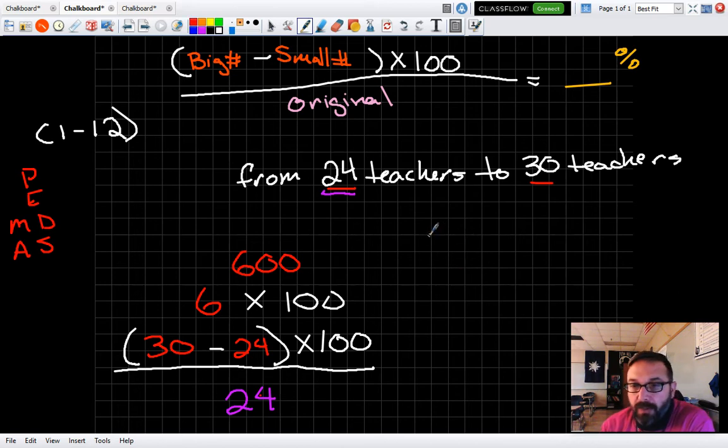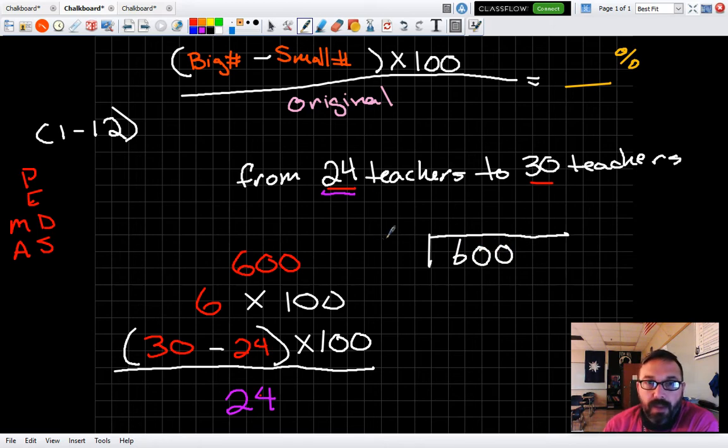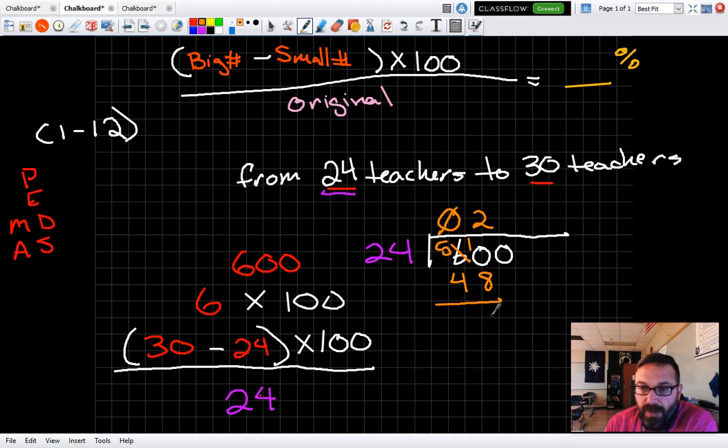So I'm going to put my goes into, and I have 600. Oops, wrong spot. 600, my 24. Now, how many times does 24 go into 6? 0. How many times does 24 go into 60? 2 times. 2 times 4 is 8. 2 times 2 is 4. Subtract. I have to beg, borrow, and steal. 10 minus 8 is 2. 5 minus 4 is 1. And now I bring down my 0.